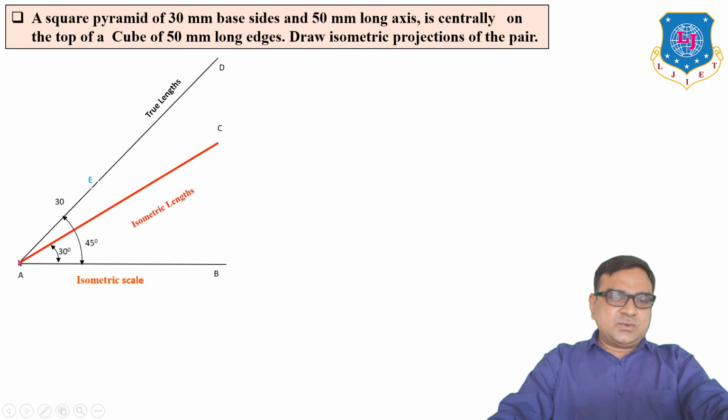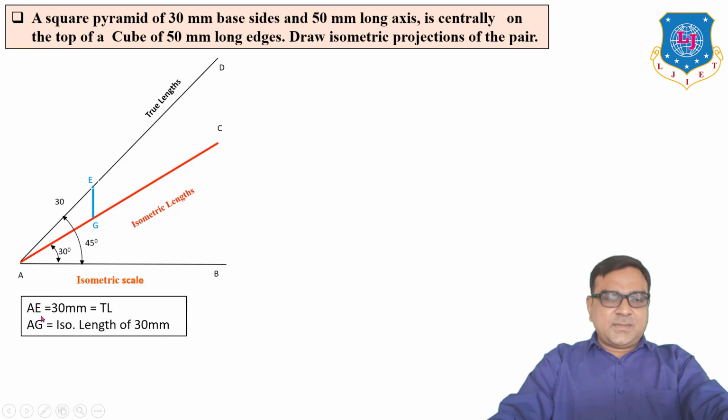So take true length 30 mm from A to E. Okay, AE is equal to 30 mm. Now from E draw a vertical line up to AC, that is G. So here AG is known as the isometric length of 30 mm. AE is 30 mm, which is known as true length, but the isometric length is AG.